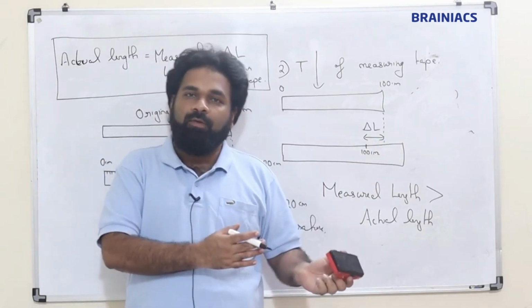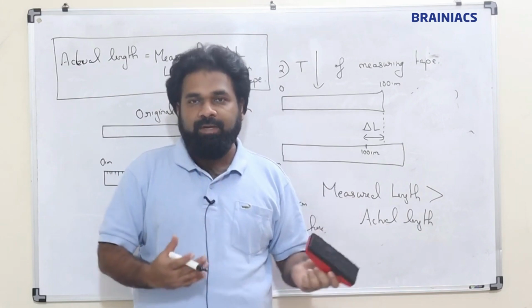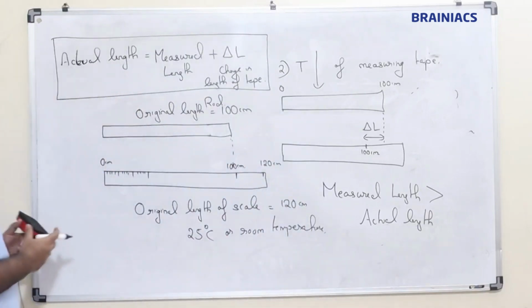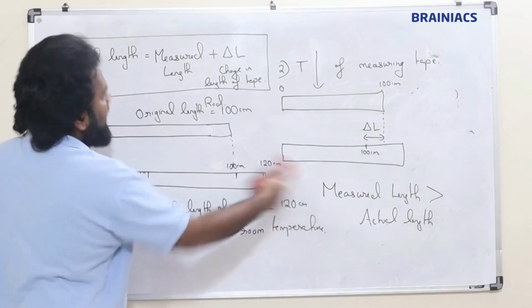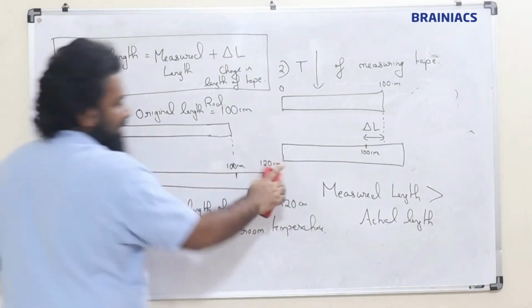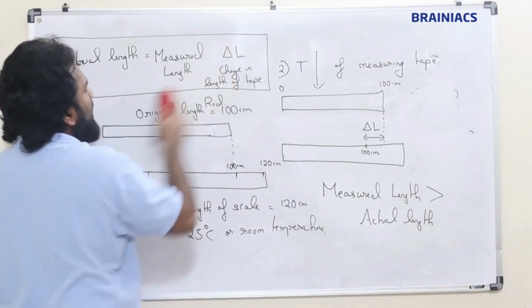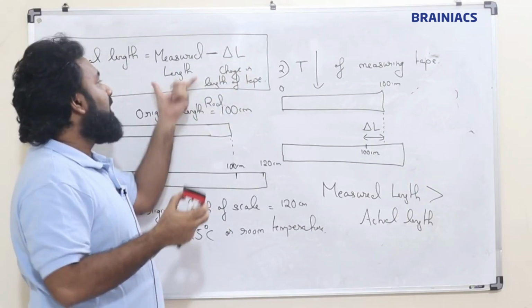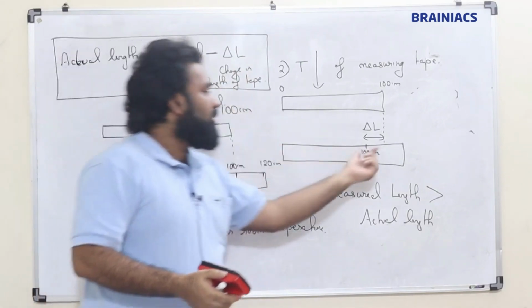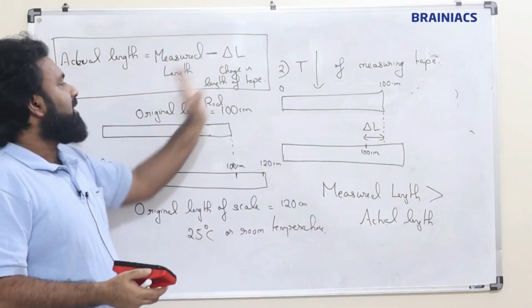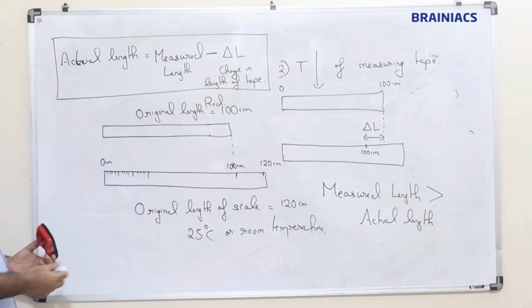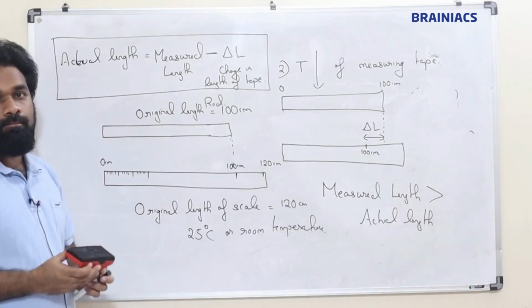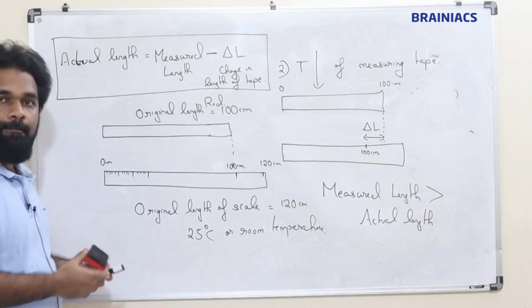Or simply they may give in the question that the change in length of the measuring tape is this much, or we will have to find out with the given temperature how much the change in temperature will be. So in this case, measured length is greater than the actual length. So in order to find the actual length, we will have to subtract the change in the length of the tape. Measured length is more this time. How much more? This much is more. So that minus the change in the length of the tape, then we will be getting the correct values. Clear? Note it down.